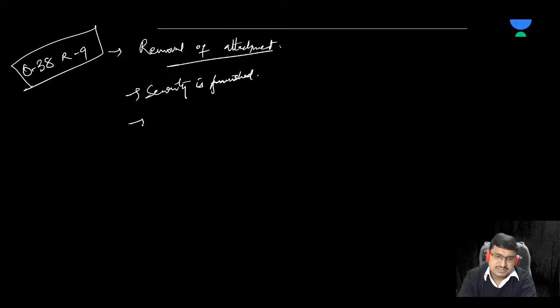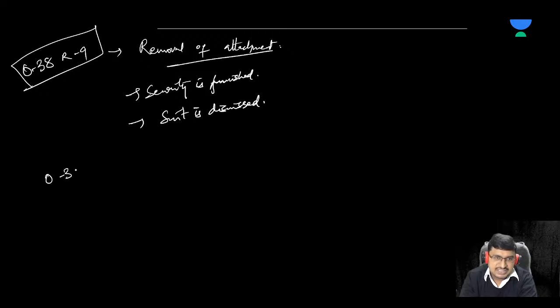This is one option. Or the second option is that whenever the suit of the plaintiff is dismissed, or if the surety is furnished by the defendant, or if the suit is dismissed, then an order for attachment before judgment shall be removed, friends, shall be removed.